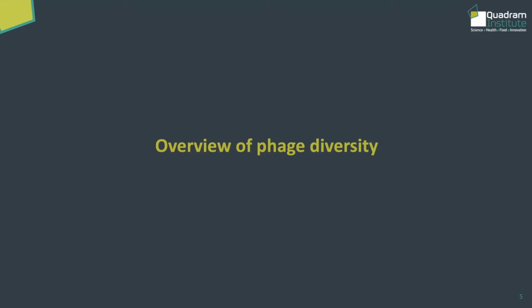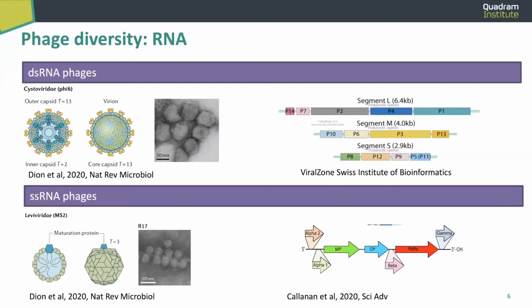So where does the phage diversity come into play? There are lots of different types of bacteriophages out there, and this is an important thing to keep in mind when thinking about sequencing and genomics. The first thing is that not all phages consist of DNA. There are also phages that consist of RNA. If you are lucky, you will find one of these, and they're really cool.